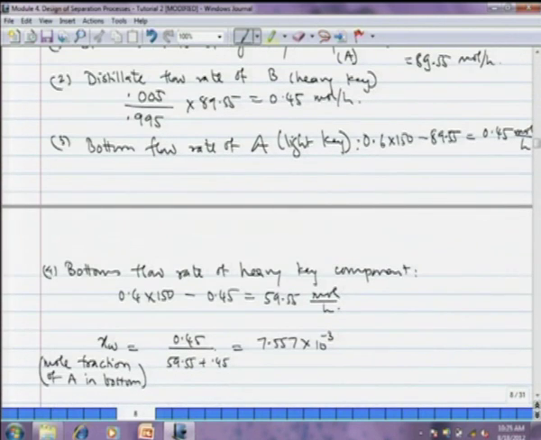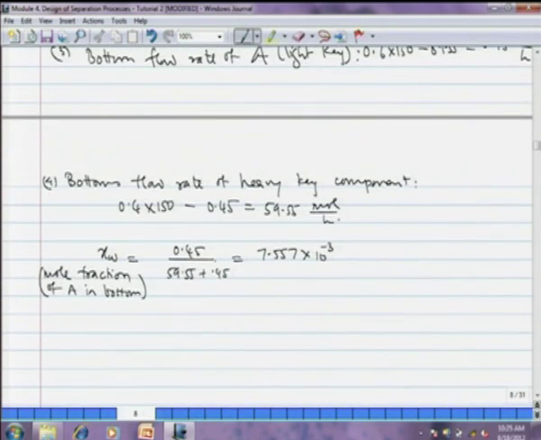The bottom flow rate of A, that is light key component, is total feed A, that is 0.6 into 150 mole per hour, minus 89.55, that is 0.45 mole per hour. The bottom flow rate of heavy key component is the feed of B, 0.4 into 150, this is the total feed of B, minus the B appearing in distillate, and the remaining fraction goes to bottom, 59.55 mole per hour.